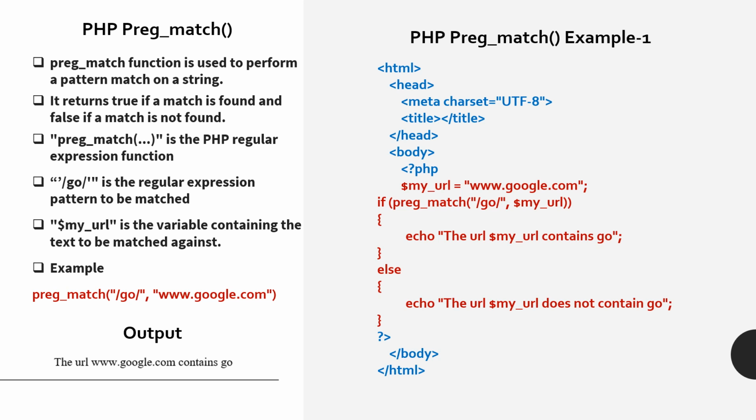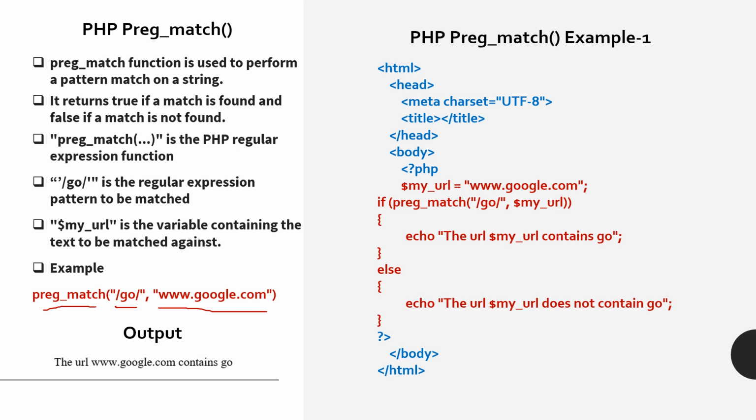Okay, here is the syntax of preg_match. This function is used to match a string, that is, to find whether a given substring is there in a main string or not. For example, this is the main string. In this string we are going to find out whether the given substring is there or not. See, this is the URL, and you want to find out whether go is there or not.